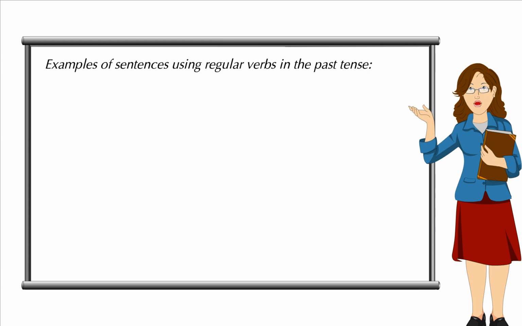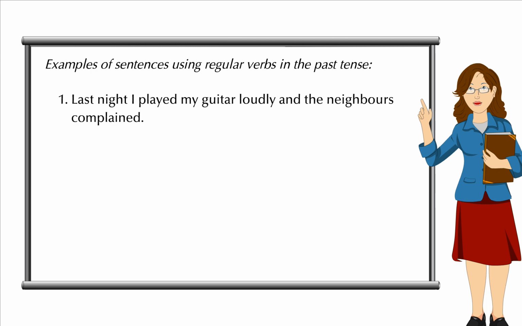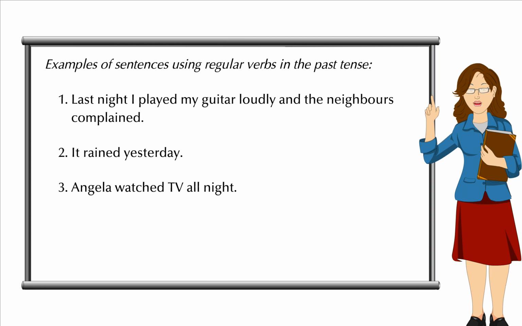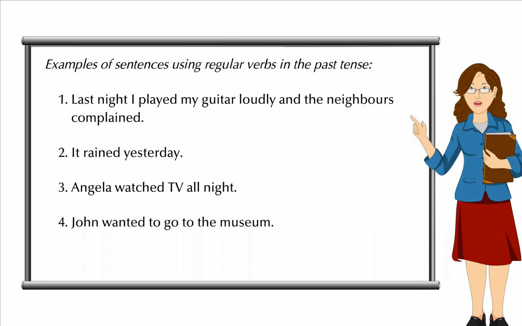Examples of sentences using regular verbs in the past tense. Number 1. Last night I played my guitar loudly and the neighbors complained. 2. It rained yesterday. 3. Angela watched TV all night. 4. John wanted to go to the museum.